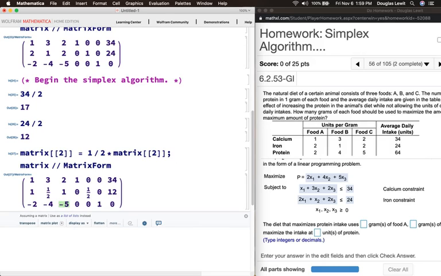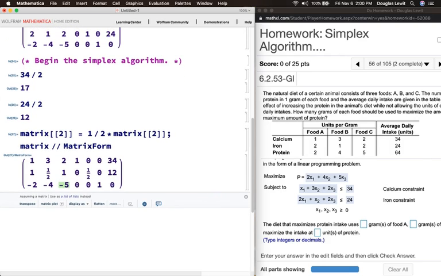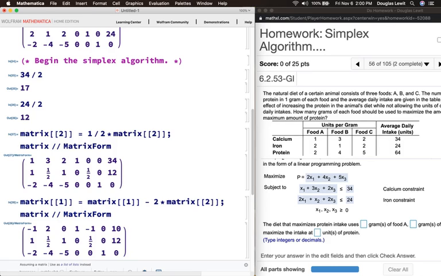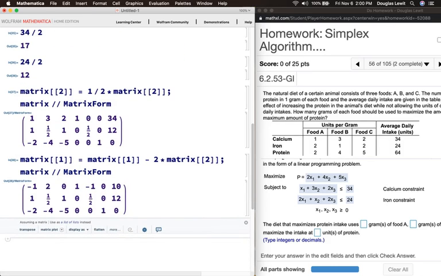Canonical, C-A-N-O-N-I-C-A-L, canonical form. All right, how do I change the first row? It's the first row. This is just Gauss-Jordan elimination, by the way. Minus 2 times the second row. And why am I doing that? Because 2 minus 2 times 1 is 0. Matrix form. And now I see I have a 0 here.